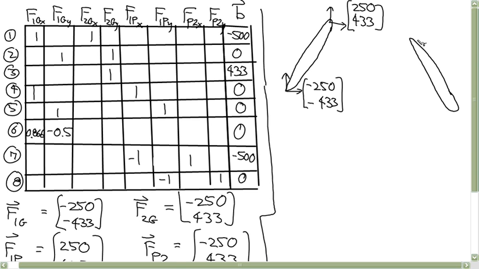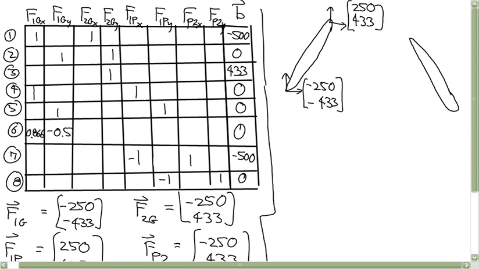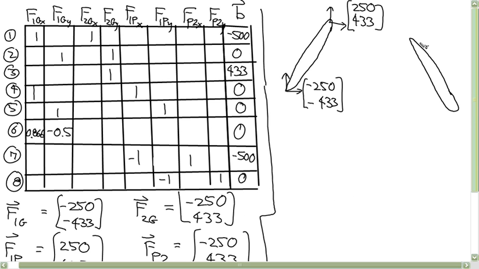Okay, member 2, what forces are acting on that? Oh, we didn't do that one. Well, I guess we did the free body diagram, but we didn't solve it. So the forces are F2P at the top and F2G at the bottom. We solve for F2G.